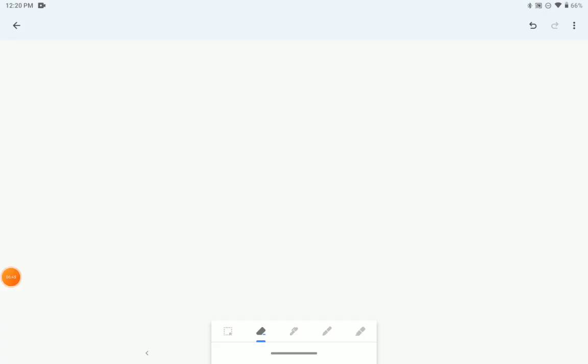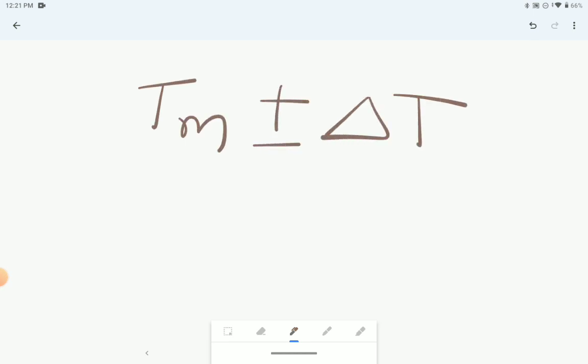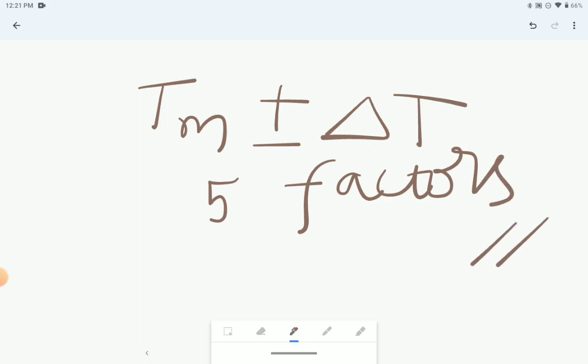So mean time's formula is the mean of the time period. The mean time formula is: mean value plus or minus mean of absolute errors. We have already discussed the 5 factors in errors in the previous video. I'll put the link in the description. So this is the mean value, and this is the mean of absolute errors.